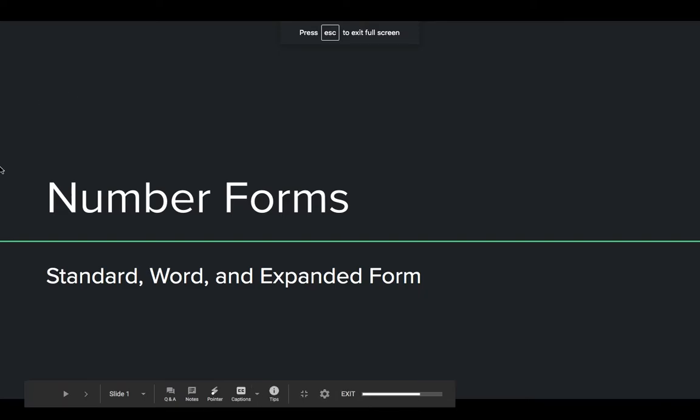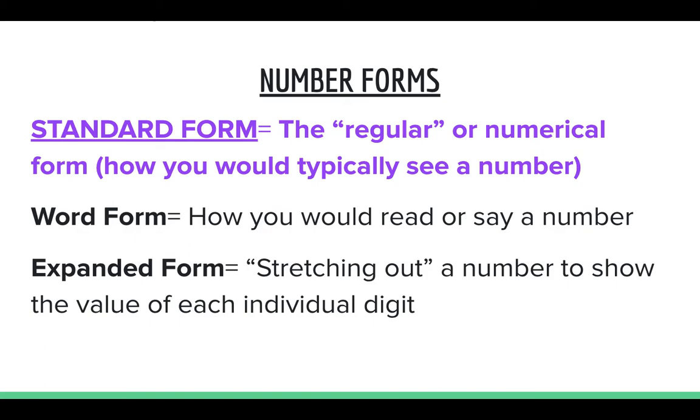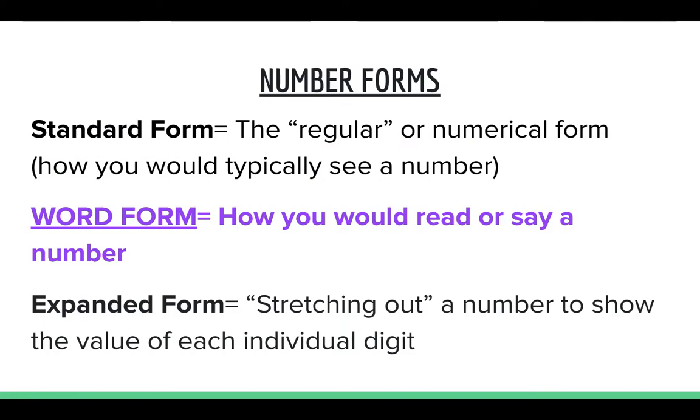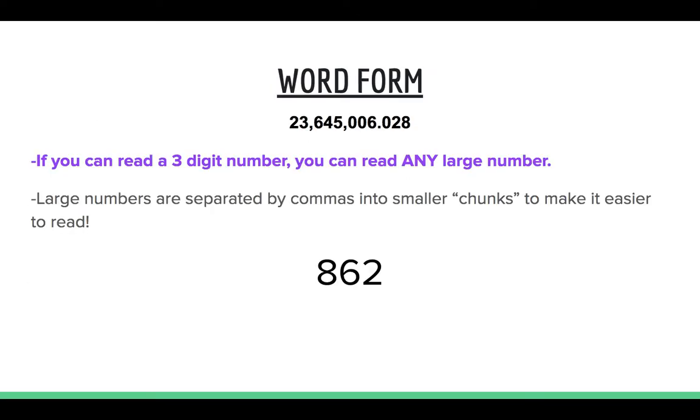This tutorial is on number forms. Let's first review the 3 ways we could see a number. The first way is called standard form. That's just the regular or numerical way. It's how you would typically see a number. Next is word form. That's how you would read or say a number, so it's the number written out in actual words. And lastly is expanded form, and that is when we stretch a number out to show the value of each individual digit that makes up the number.